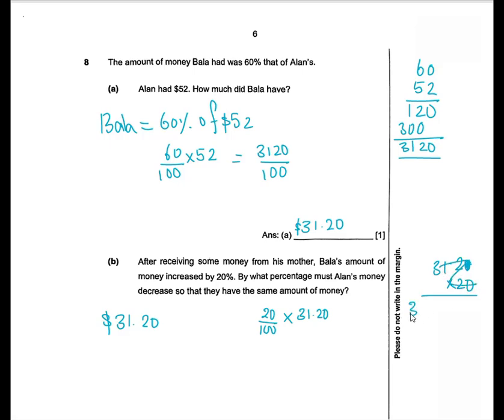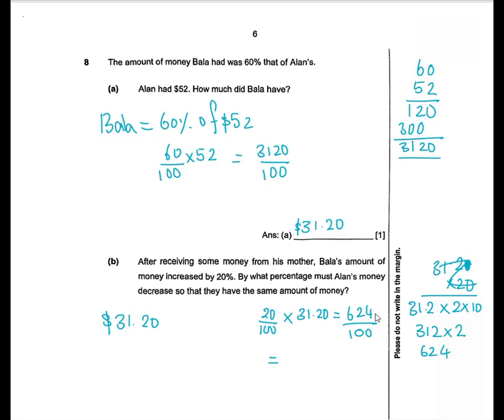Let me just show you. 31.2 times 20 means times 2 times 10. So this 10 will actually move the decimal point to the right by one. So I can also write it as 312 times 2. So this is 2 2s 4, 2 1s 2, 2 3s 6. So the answer has to be 624 divided by 100.